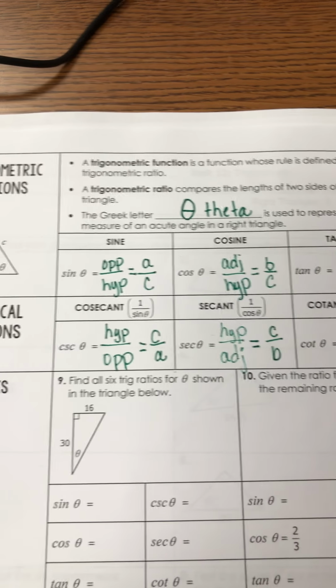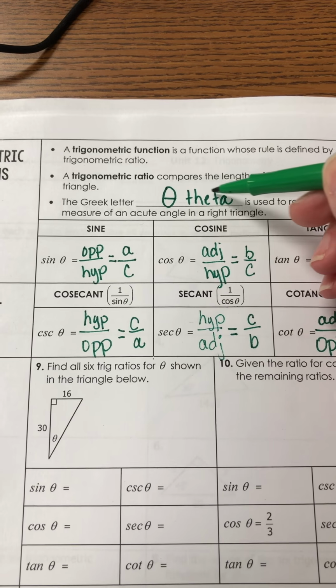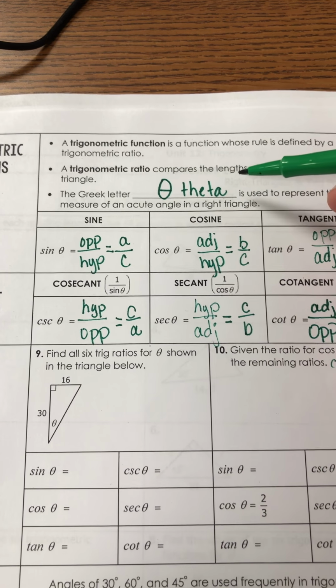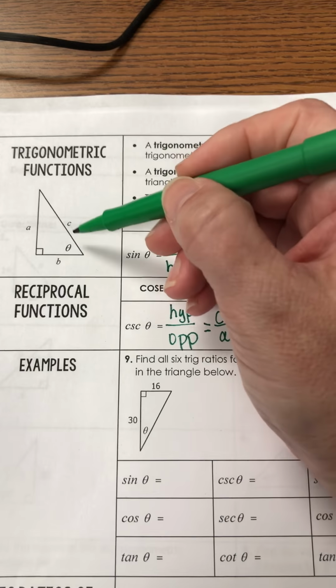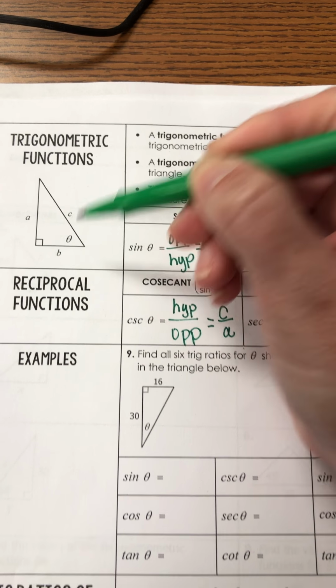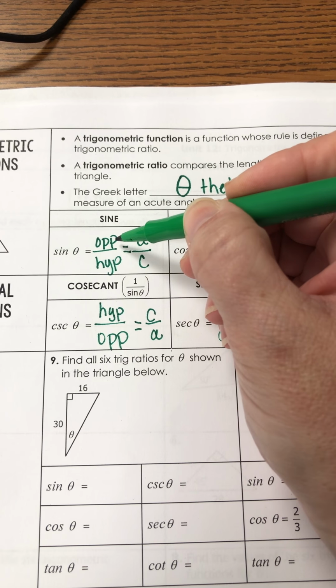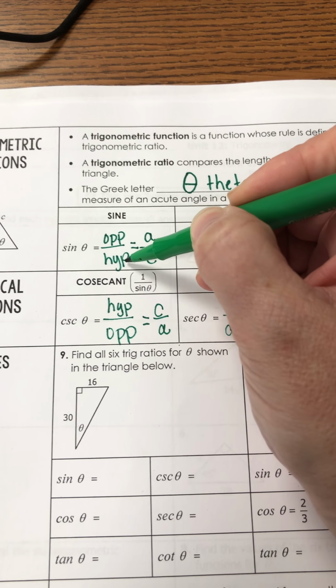Okay, theta, if you'll notice right here, is a circle with a line drawn through the center. And it's spelled theta. We're going to use theta to represent an acute angle inside our right triangle, and we're going to use it to find our trig functions. Now one that you're very familiar with is sine. Sine, if you remember, is the opposite over the hypotenuse.